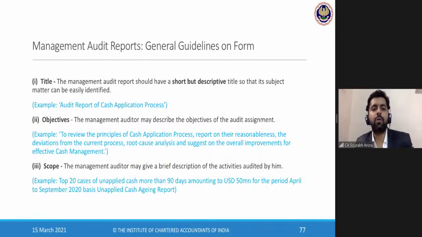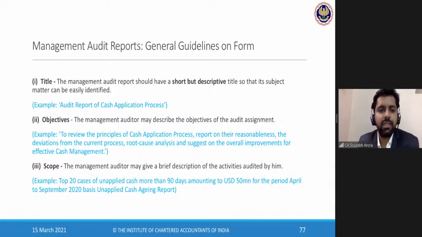Then the management audit report general guidelines on form. These are only general guidelines. No format is provided over here, which is good for the students. So in general guidelines, they have little liberty to move around here and there.